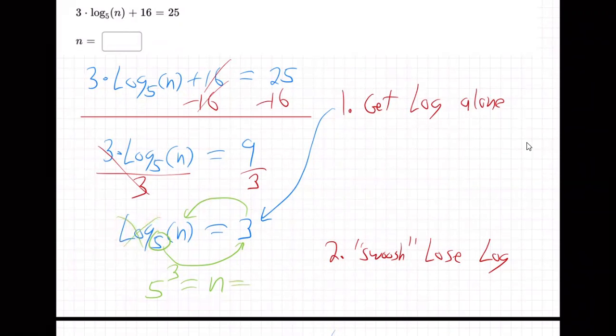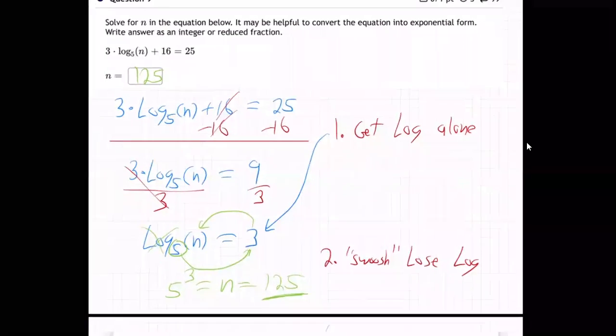If you hit that on your calculator, you'll get 125. 5 times 5 times 5 is 125. And so there we go, 125. We were able to solve for n.